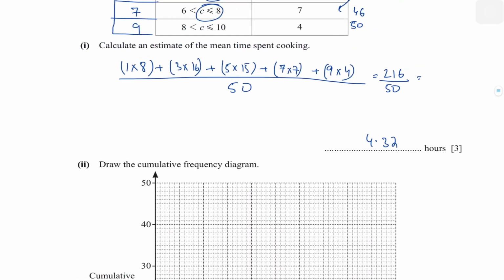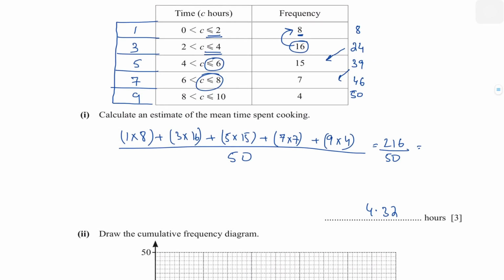So now that we have the cumulative frequency, we're going to plot them, mark them one by one. So 2, 8 will be 1 point, 4, 24 will be the other, 6, 39 will be the third, 8, 46, and then 10, 50.